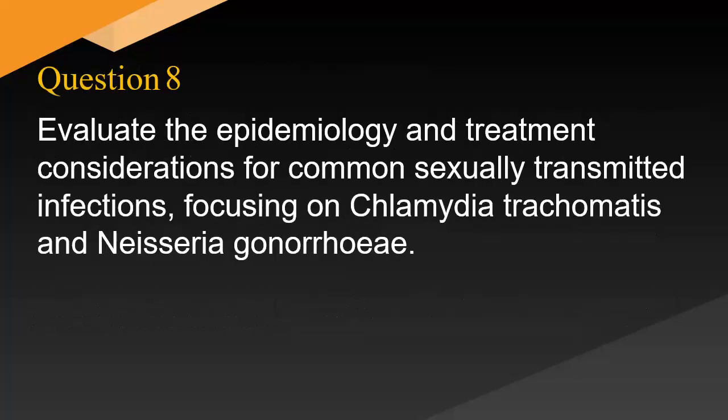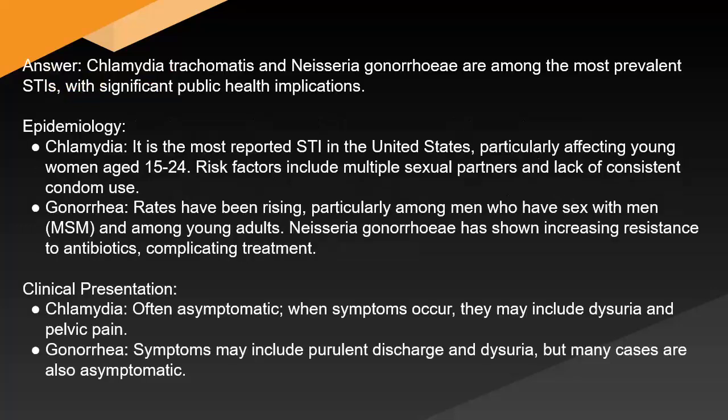Evaluate the epidemiology and treatment considerations for common sexually transmitted infections, focusing on chlamydia trachomatis and Neisseria gonorrhoeae. Answer: chlamydia trachomatis and Neisseria gonorrhoeae are among the most prevalent STIs with significant public health implications. Epidemiology: chlamydia. It is the most reported STI in the United States, particularly affecting young women aged 15-24. Risk factors include multiple sexual partners and lack of consistent condom use. Gonorrhea. Rates have been rising, particularly among men who have sex with men (MSM) and among young adults. Neisseria gonorrhoeae has shown increasing resistance to antibiotics, complicating treatment.